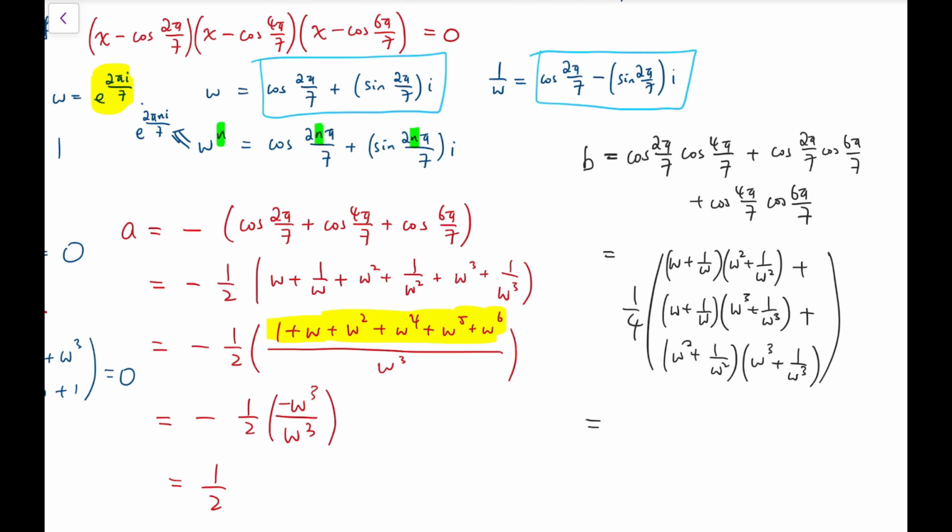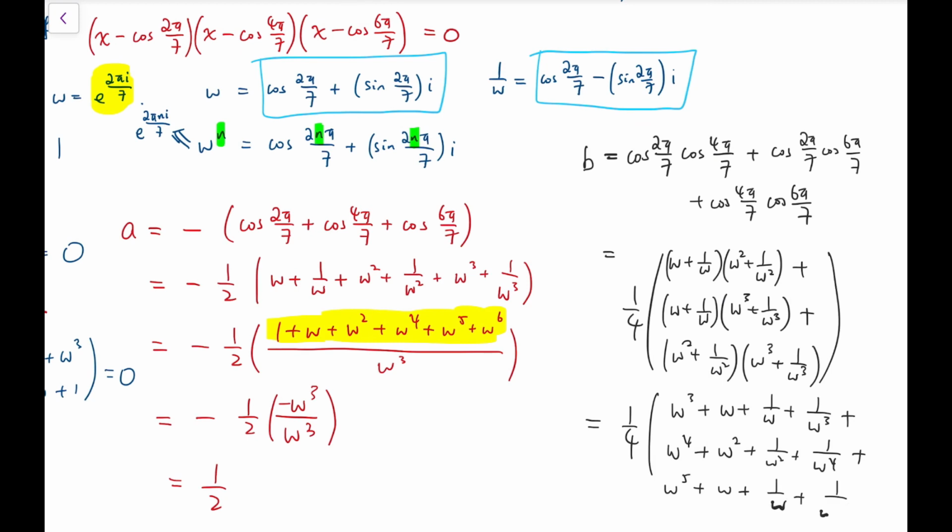So then expand, remove the brackets. I have 1/4 of omega cubed plus omega plus 1 over omega plus 1 over omega cubed, and then omega to the power 4 plus omega squared plus 1 over omega squared plus 1 over omega to the power 4, and then omega to the power 5 plus omega plus 1 over omega plus 1 over omega to the power 5.